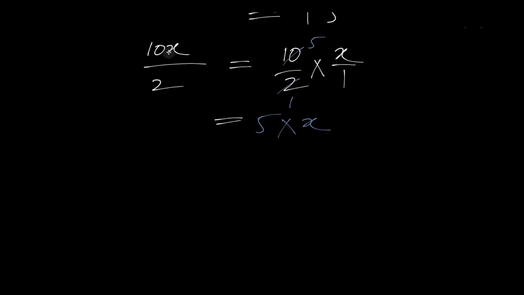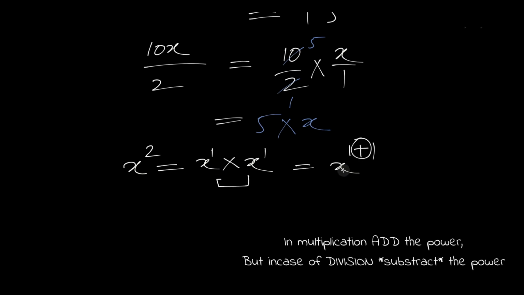Now, since we already took x, if you remember in the previous video, we write x square in the form of x into x. Why we write x square as x into x is because this x has the power 1, this x has the power 1. So it is going to be x to the power 1 plus 1. In case of product, we add the power. But in case of division, we subtract the power.